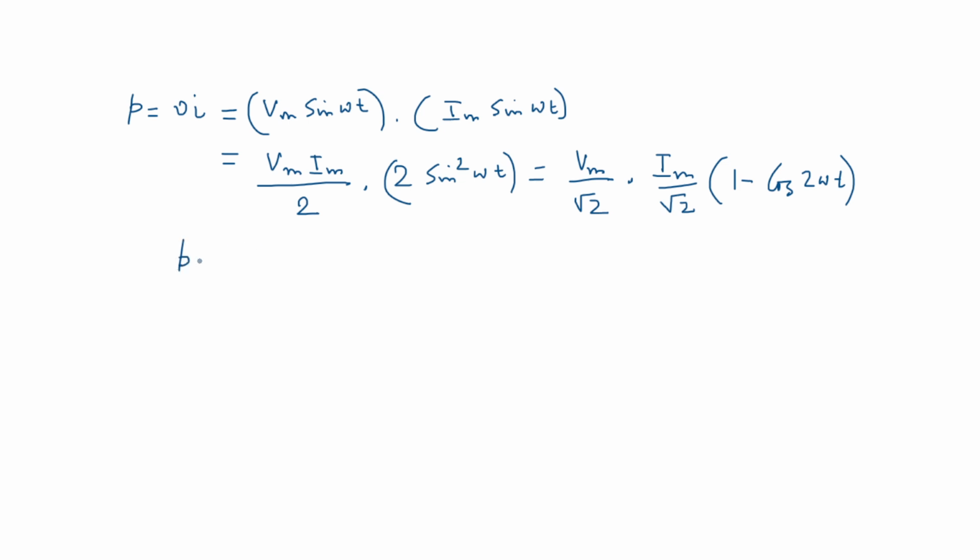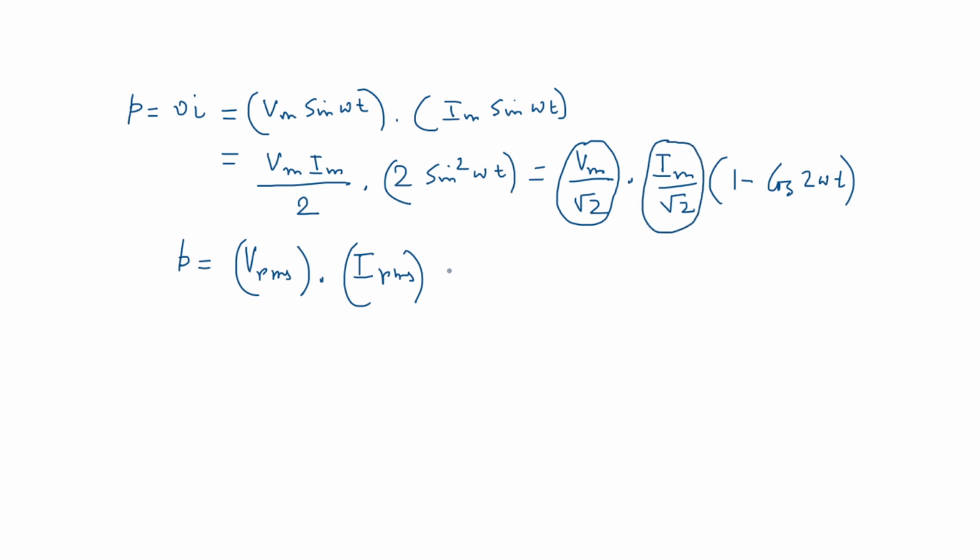So instantaneous power is equal to, now previous day we have seen peak value by root 2, that is RMS value. So Vrms into Irms. Similarly, this Im, that is peak value by root 2, that is Irms, into 1 minus cos 2 omega t. So the instantaneous power is given by this formula.